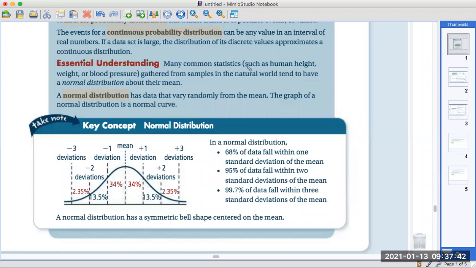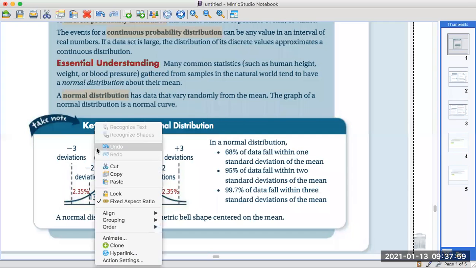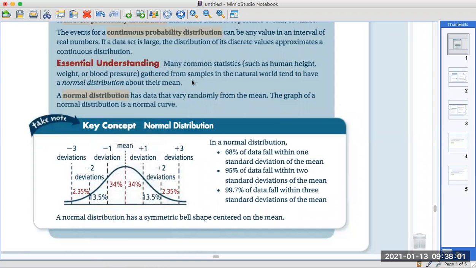Many common statistics, such as human height, weight, or blood pressure, gathered from samples in the natural world tend to have a normal distribution about their mean. Remember, mean is average, and the average is found by adding all the data points and dividing by how many there are. The symbol for mean in this textbook is called X bar.